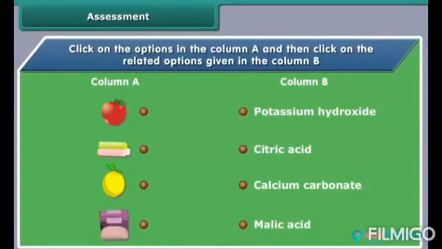Match the following. Tick on the options in the column A and then click on the related options given in the column B.